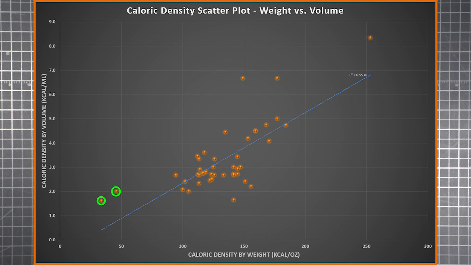And way down here at the bottom are a couple of brands of liquid protein supplements. Water doesn't just add weight for no calories, it also takes up space. And for the most part, it's a pretty conforming group. They tend to cluster reasonably near the trend line.